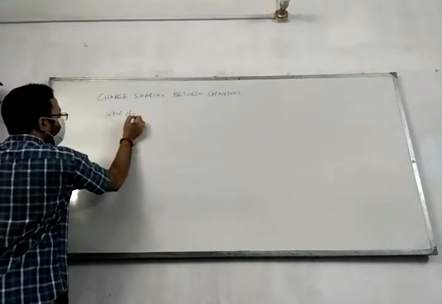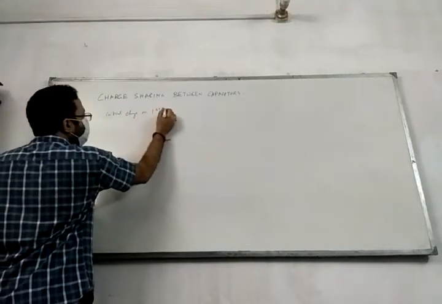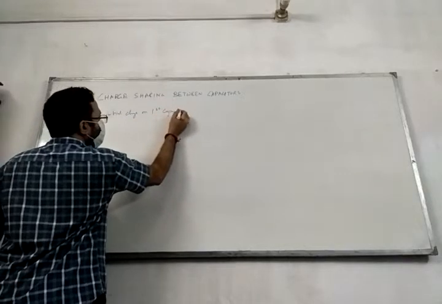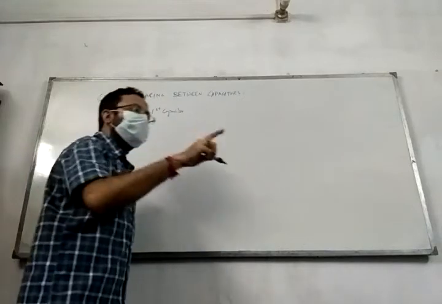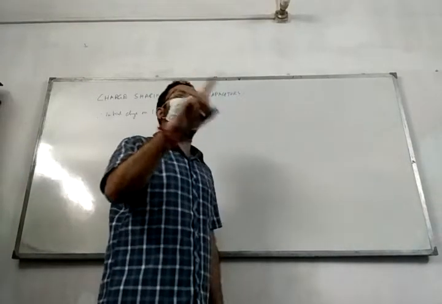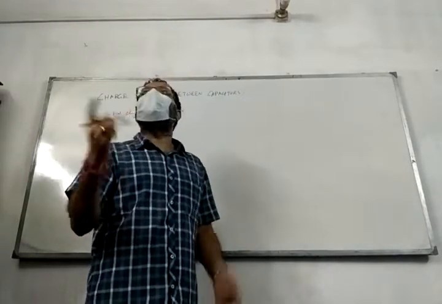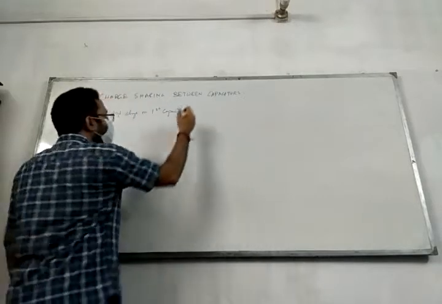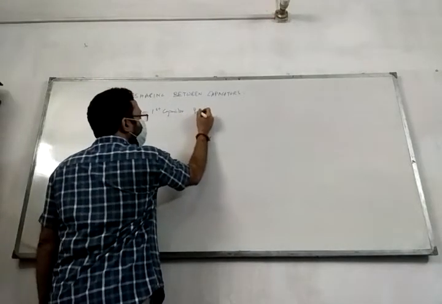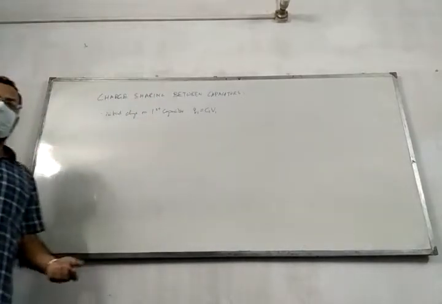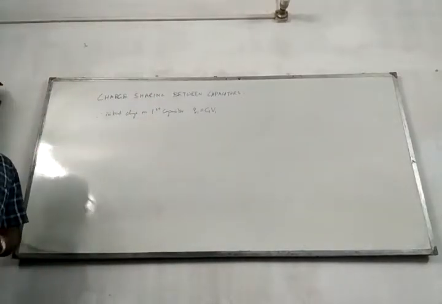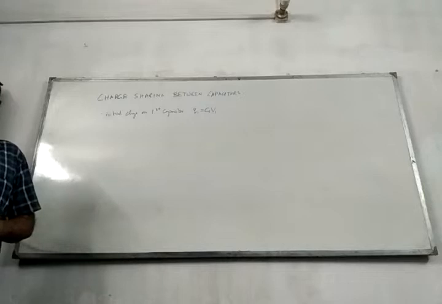Initial charge on the first capacitor. The first capacitor has capacitance C1, and it is charged to a potential difference of V1. So how do you find the charge? Q is equal to CV, so obviously Q1 is equal to C1 V1.